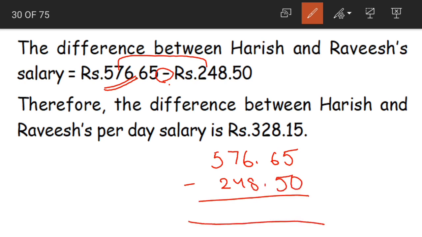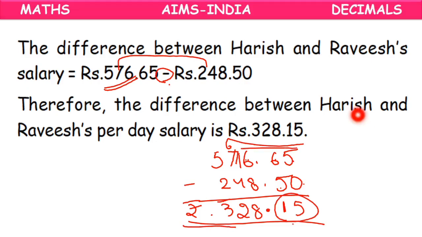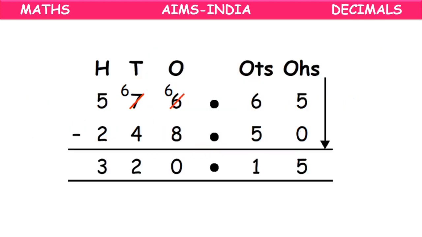paise. If we subtract, 5 minus 0 is 5, 6 minus 5 is 1, point, 6 minus 8 is not possible, borrowing, 16 minus 8 is 8, 6 minus 4 is 2, 5 minus 2 is 3. So the final answer is 328 rupees 15 paisa. This is the difference between Harish and Ravi's per day salary.